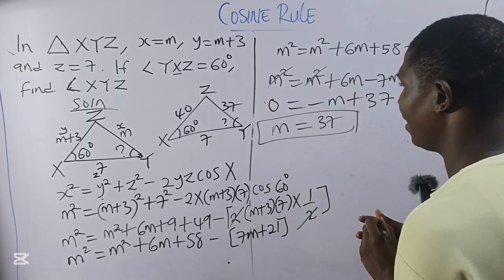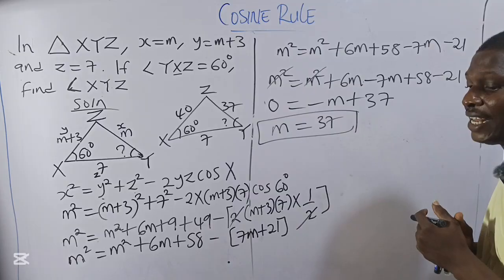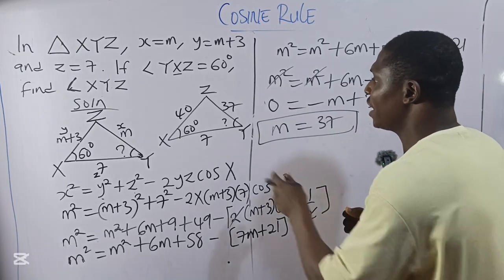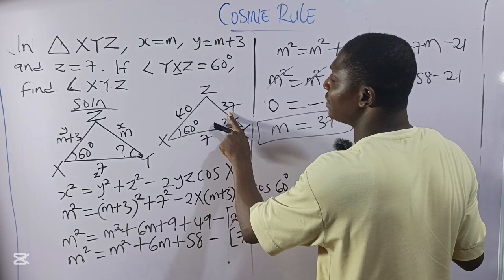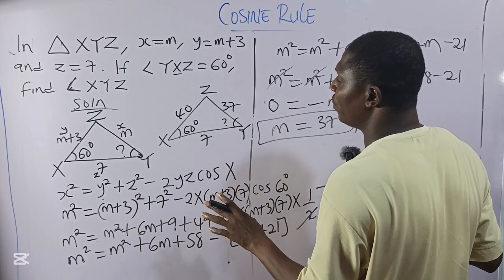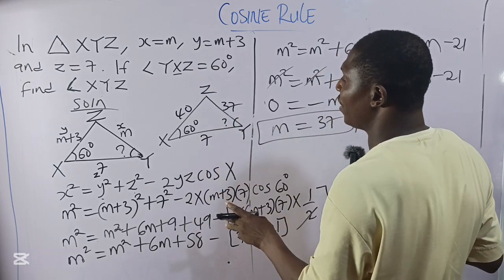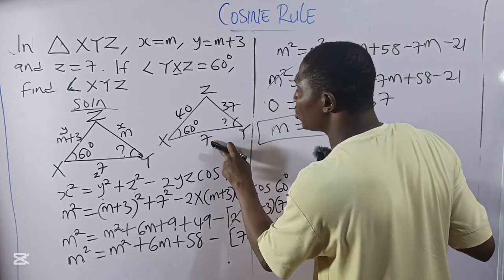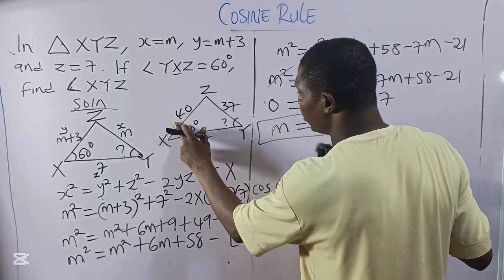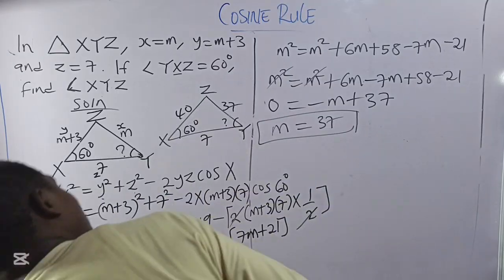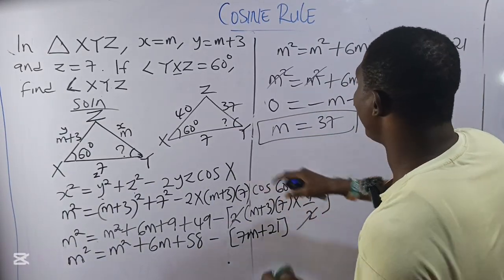Now, I will check. Remember I told you, in a triangle, the sum of two sides must be greater than the third side, else that triangle does not exist. Check. 40 plus 37 is 77, greater than 7. Very good. 40 plus 7 is 47, greater than 37. Very good. And 37 plus 7 is 44, still greater than 40. So the triangle is a perfect triangle. So let's proceed. We want to get our angle Y now.